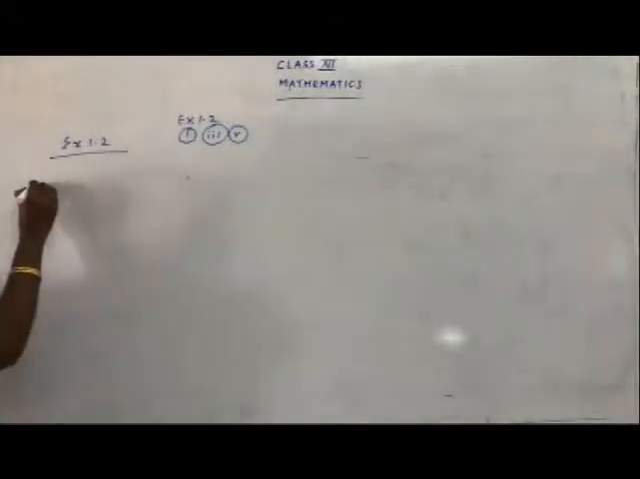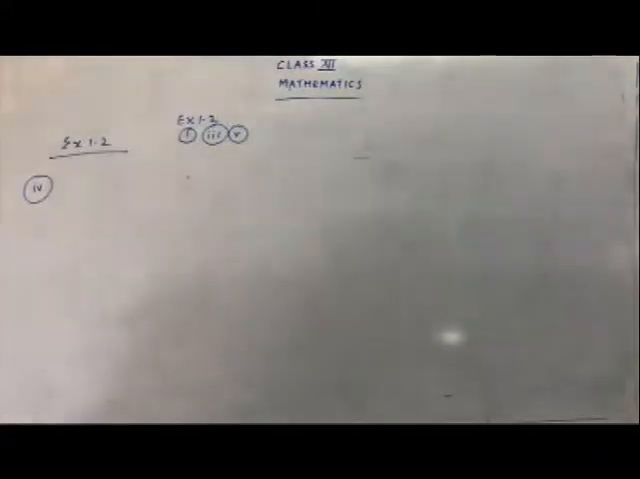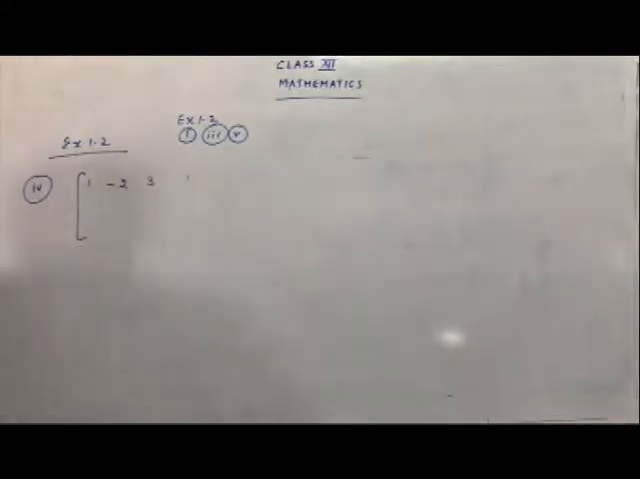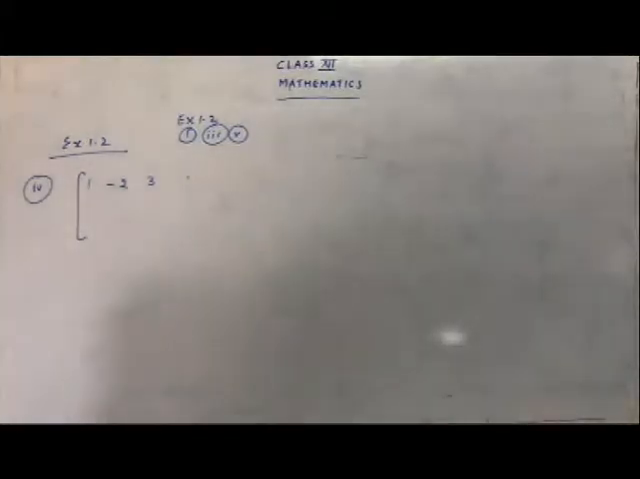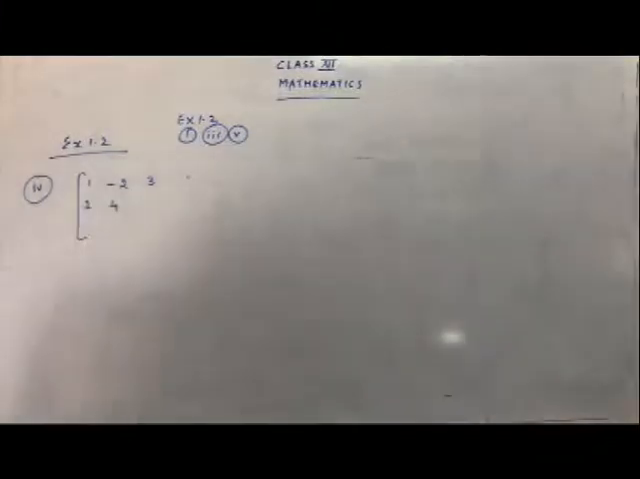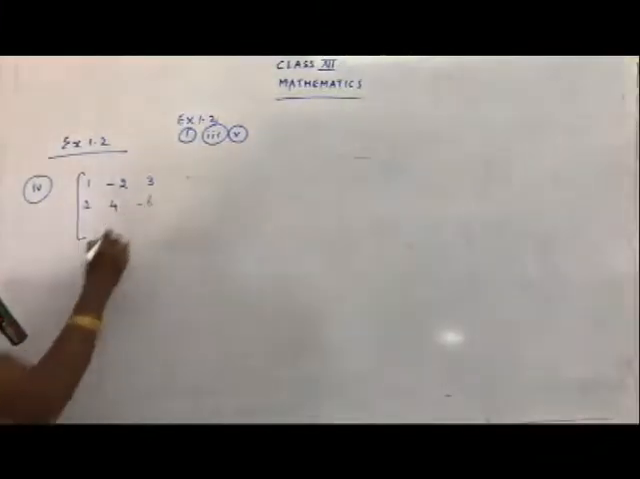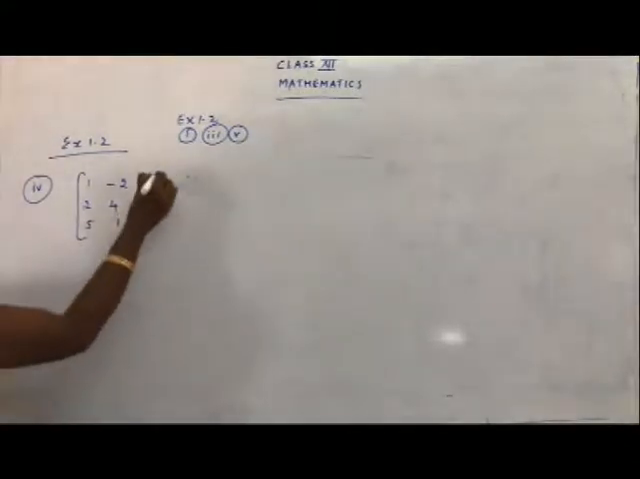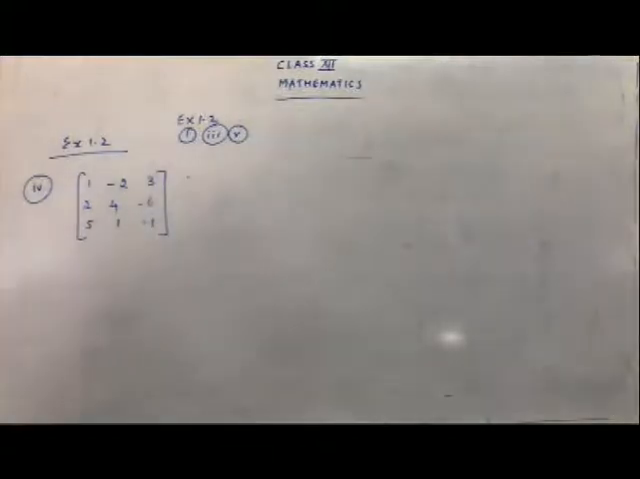Write down here sum number 4, subpart 4. Take down the question properly. It's 1, minus 2, 3. We are going slow, I hope so. We are going very slow. So just understand the sum. If you have any queries, you can just send them to us. 2, 4, minus 6, 5, 1, minus 1. So we have a matrix 1, minus 2, 3, 2, 4, minus 6, 5, 1, minus 1. Yes. So let's follow our steps.